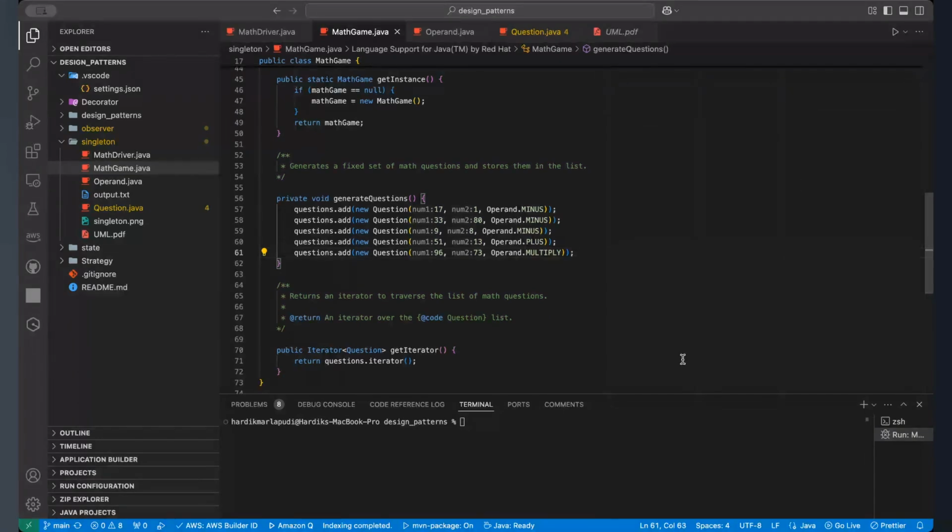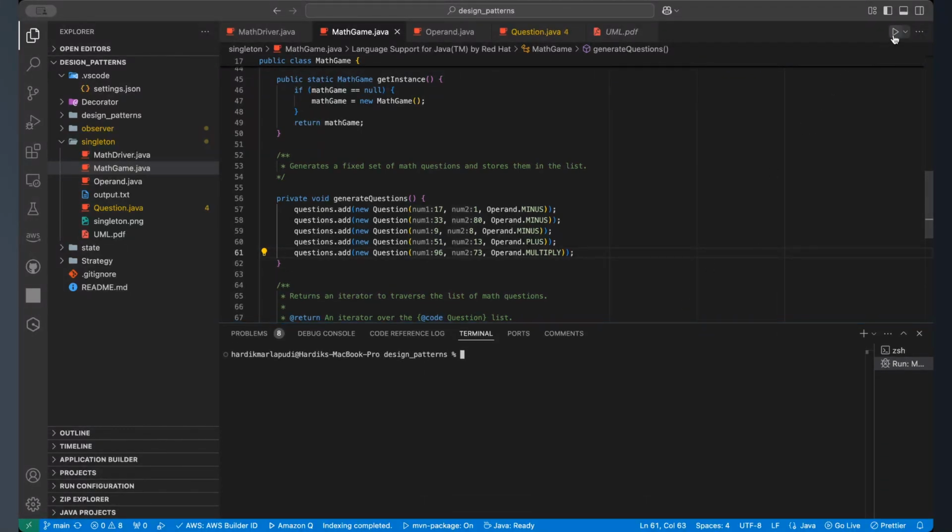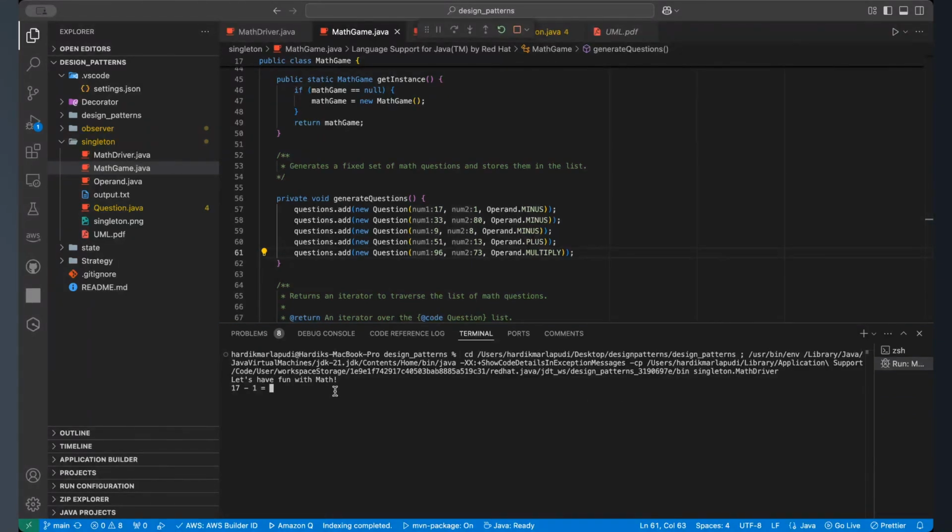And once the user has entered their answers for the output, then that's how the program works. Oh, and one more thing, I would like to run my program just to show you how it works. So once I run my program, the user will be taken to this output. Let's have fun with math. And the user will be taken to this first question, which is 17 minus 1, which is 16.